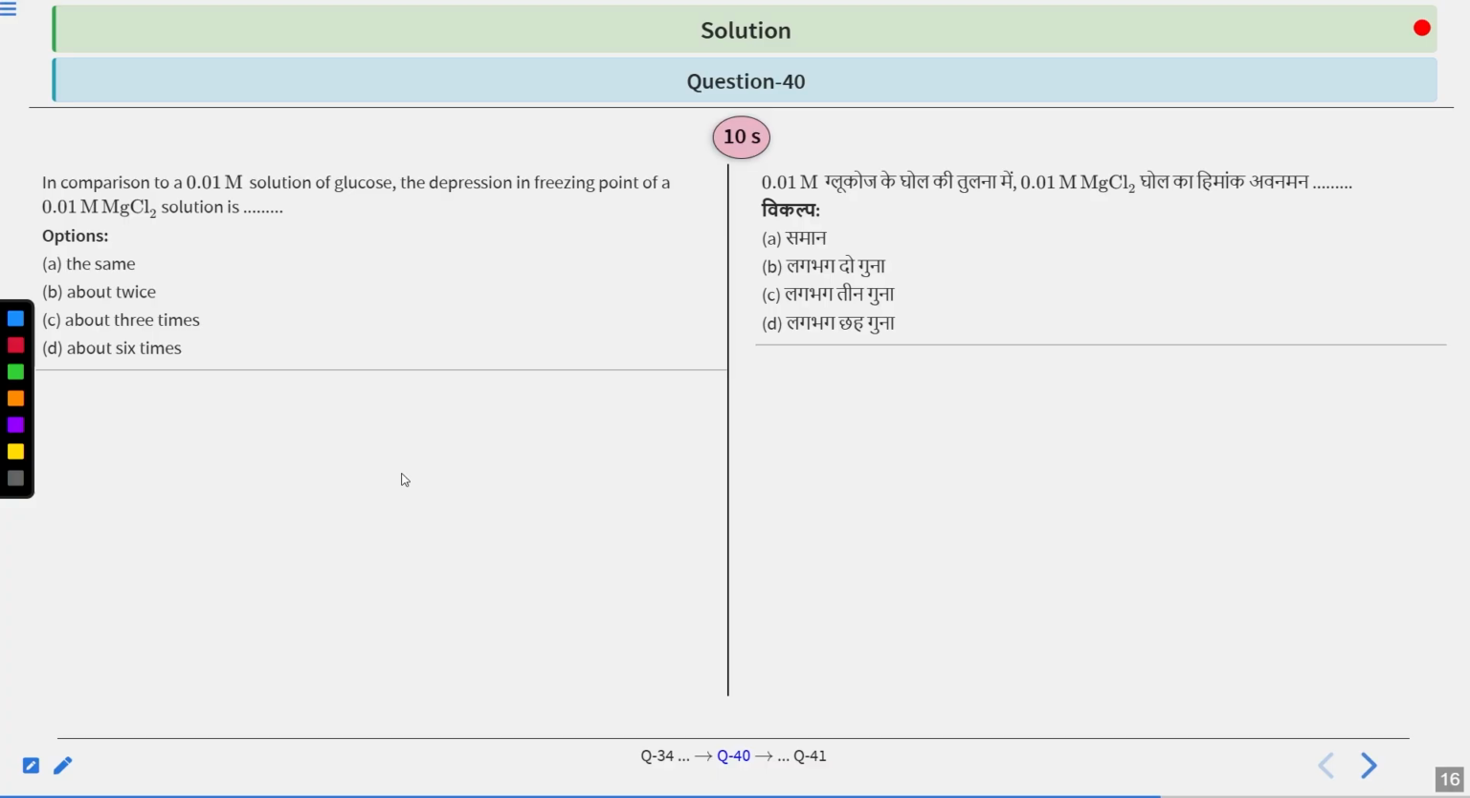Question number 40. In comparison to a 0.01 molar solution of glucose, the depression of freezing point of a 0.01 molar MgCl2 solution is: the same, about twice, about 3 times, about 6 times. So the hint of this question is that glucose is a non-ionizable compound in water, whereas MgCl2 is ionizable. That will result in more number of particles. I think this much hint is enough to solve this question. Your 10 seconds to solve this question starts now.